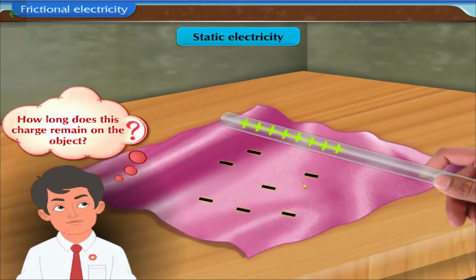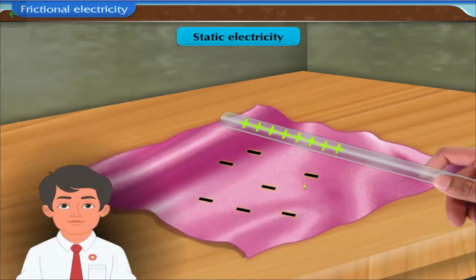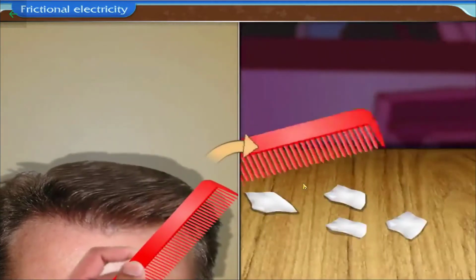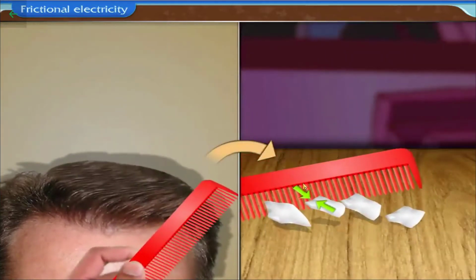How long does this charge remain on the object? Let us find out. Take one plastic comb, rub it on your dry hair, and bring it near the pieces of paper. It attracts them.